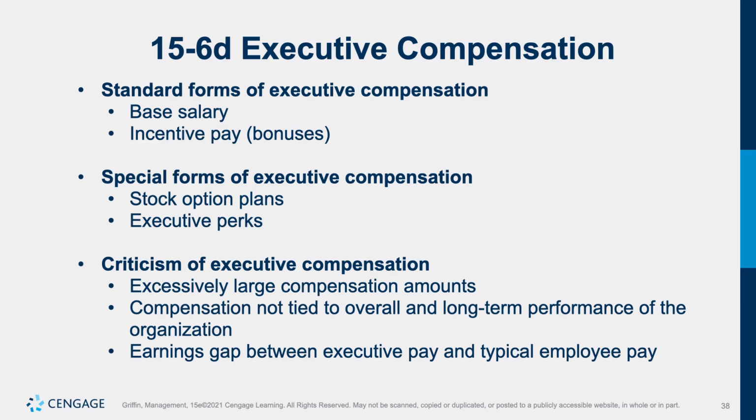Bonuses are usually determined by the organization's performance, right? At the end of the year, some portion of a corporation's profit or an organization's profit may be diverted into a bonus pool. Executives usually receive a bonus expressed as a percentage of this bonus pool. The exact distribution of the bonus pool is usually specified ahead of time. Also, there are special forms of executive compensation, which include the stock option plans and the executive perks.